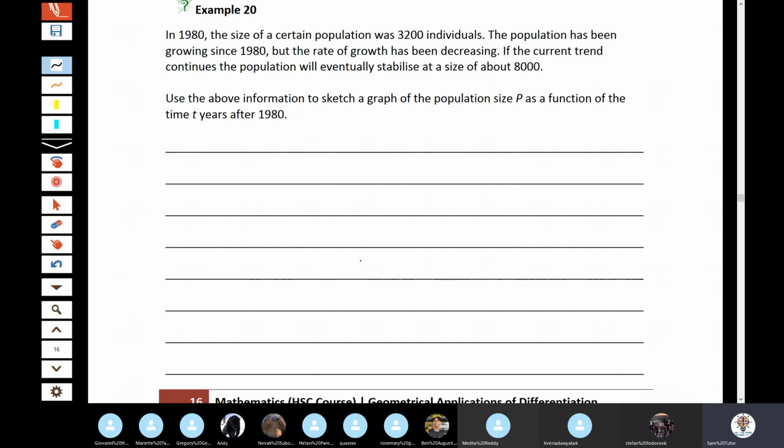That's the word we like to use. It's slowing down, and I'll explain that in a second. But this is the way I would obviously see it as well. In 1980, the size of a population was 3,200. The population has been growing. Straight away, when I see that word, I think it's increasing. I wouldn't think it's decreasing. Then it goes rate, which it's good that you guys have learned that now. It means first derivative. But first derivative of growth. The rate of growth.